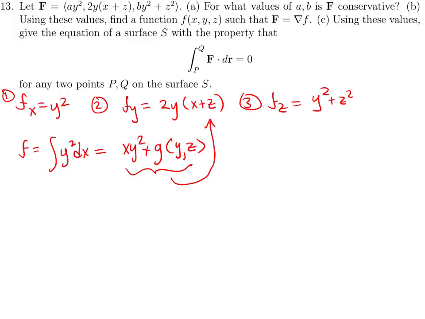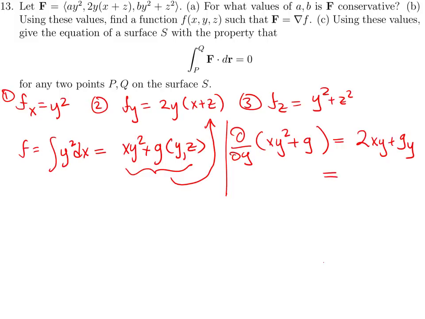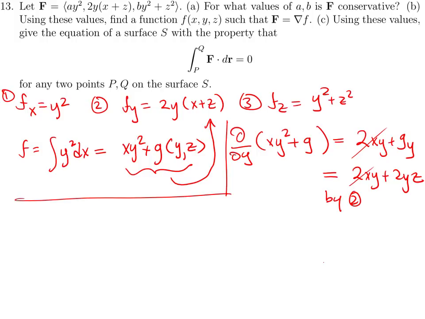Well, I'm going to plug this into the second equation. When I plug this into the second equation, that means that the partial derivative of this quantity with respect to y has to be equal to the right-hand side, which is 2y times x plus cz. Let's do that. The partial derivative of this quantity is 2xy plus gy. This has to be equal to 2xy plus 2yz, according to the second equation. And this is good because now I can cancel these terms, and I get that gy is equal to 2yz. We'll just continue here.